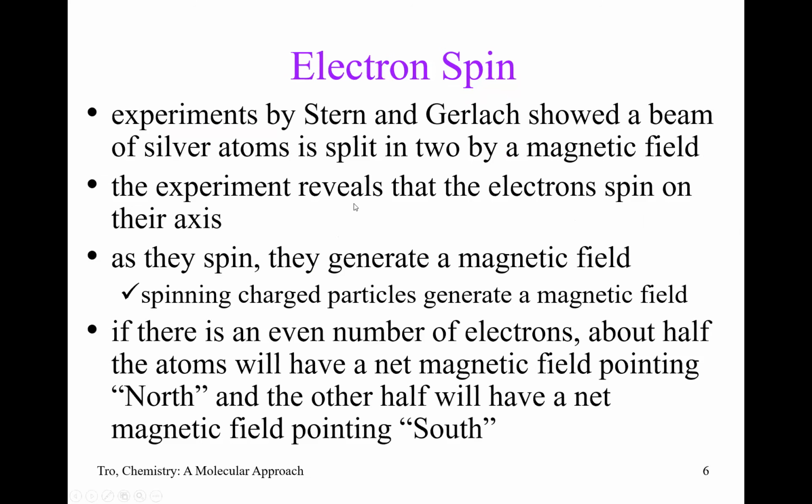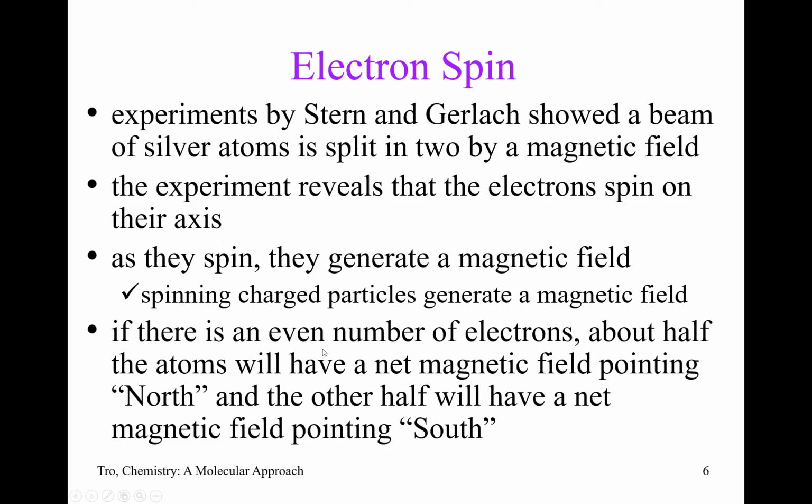Okay, the last quantum number that wasn't there has to do with the spin of an electron. So again, it's not a history class. So Stern and Gerlach are the two that discovered this, and they're basically using a magnetic field. They set up this experiment showing that electrons actually spin on an axis. And then when you have something that's electronic and it's spinning, it creates a magnetic field.